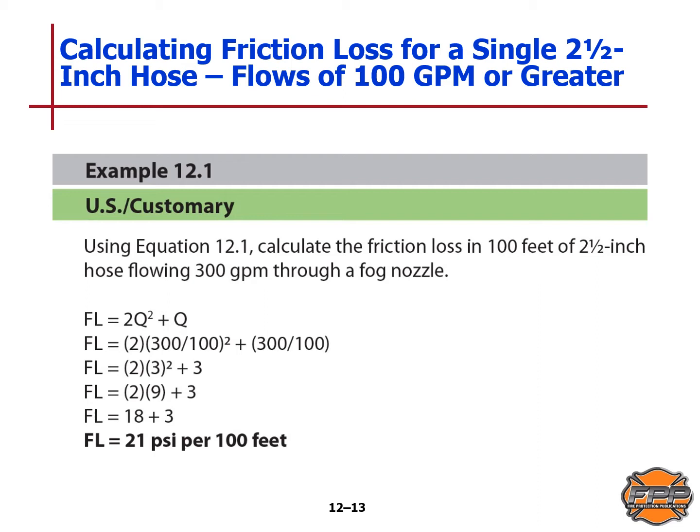Using equation 12.1, calculate the friction loss in 100 feet of 2.5-inch hose flowing 300 gallons a minute through a fog nozzle. So you use the formula FL equals 2Q squared plus Q. FL equals 2 times 300 divided by 100 squared plus 300 divided by 100. The friction loss is, once you work out the math, 2 times 3 squared plus 3. The friction loss is 2 times 9 plus 3. And the friction loss equals 18 plus 3. So friction loss equals 21 psi per 100 feet.